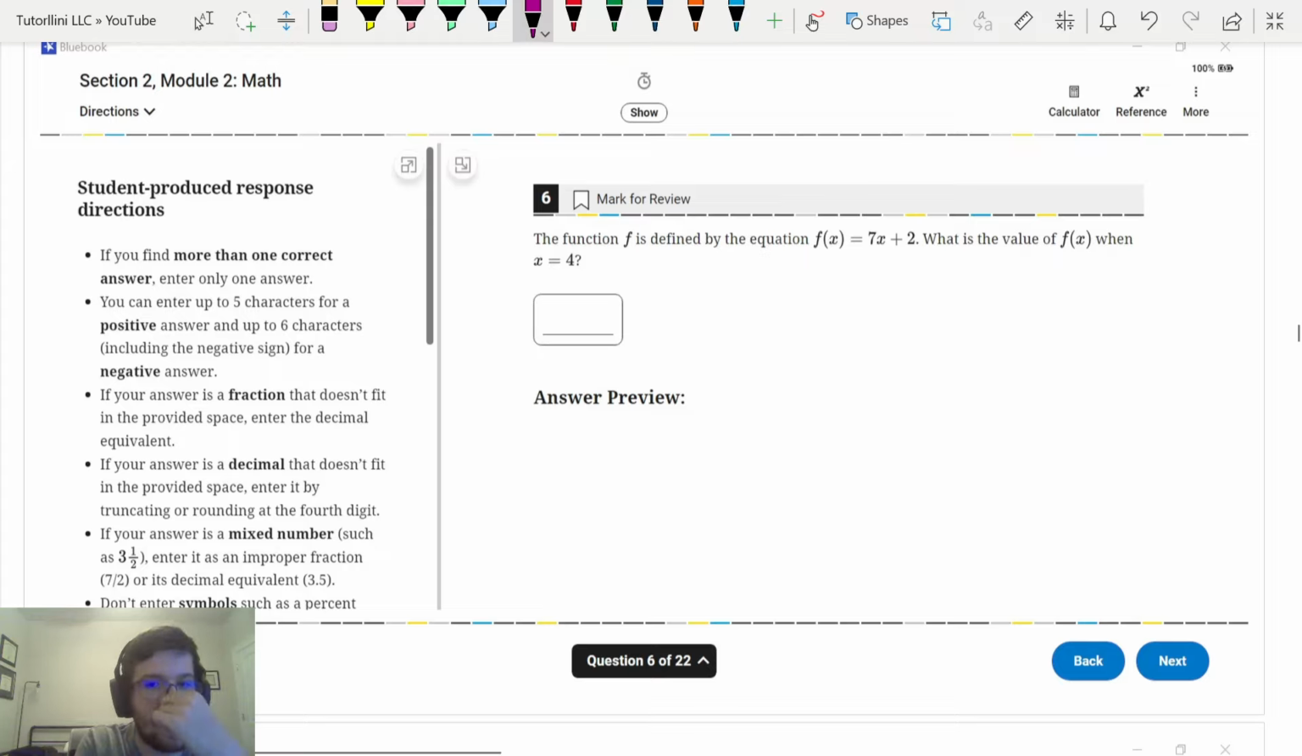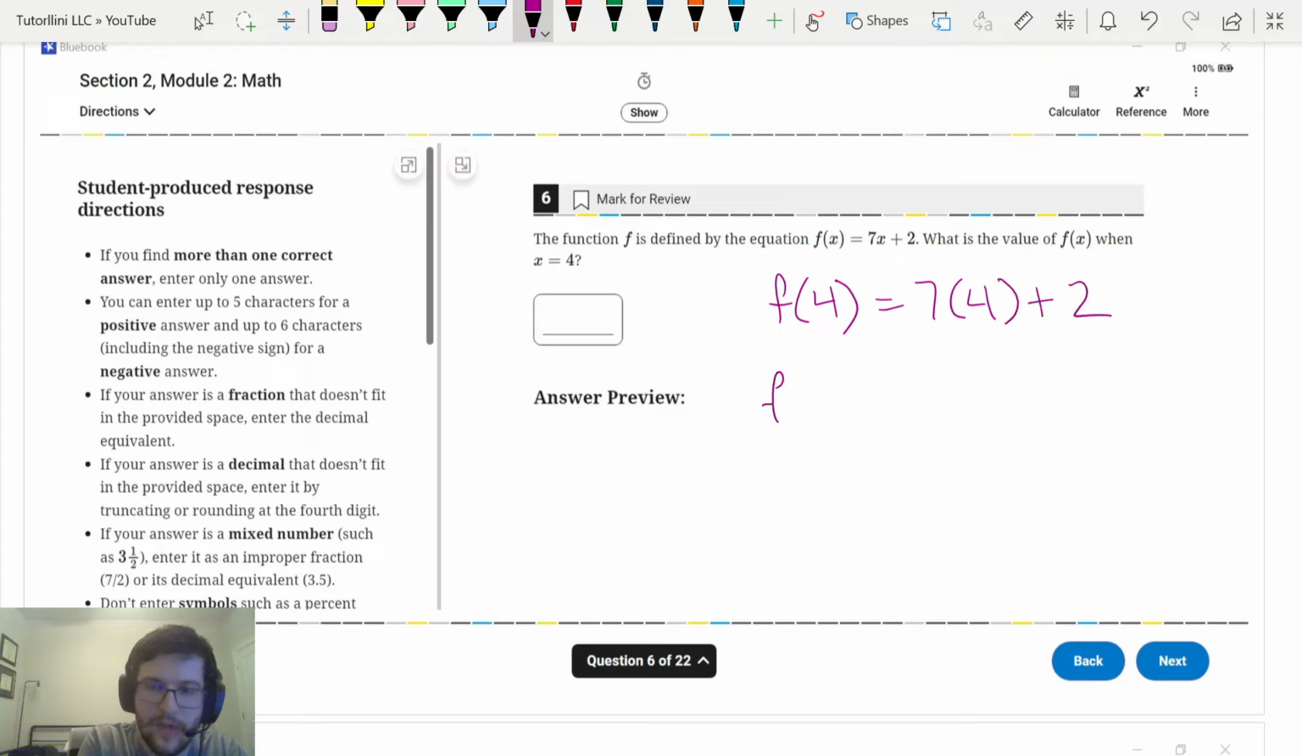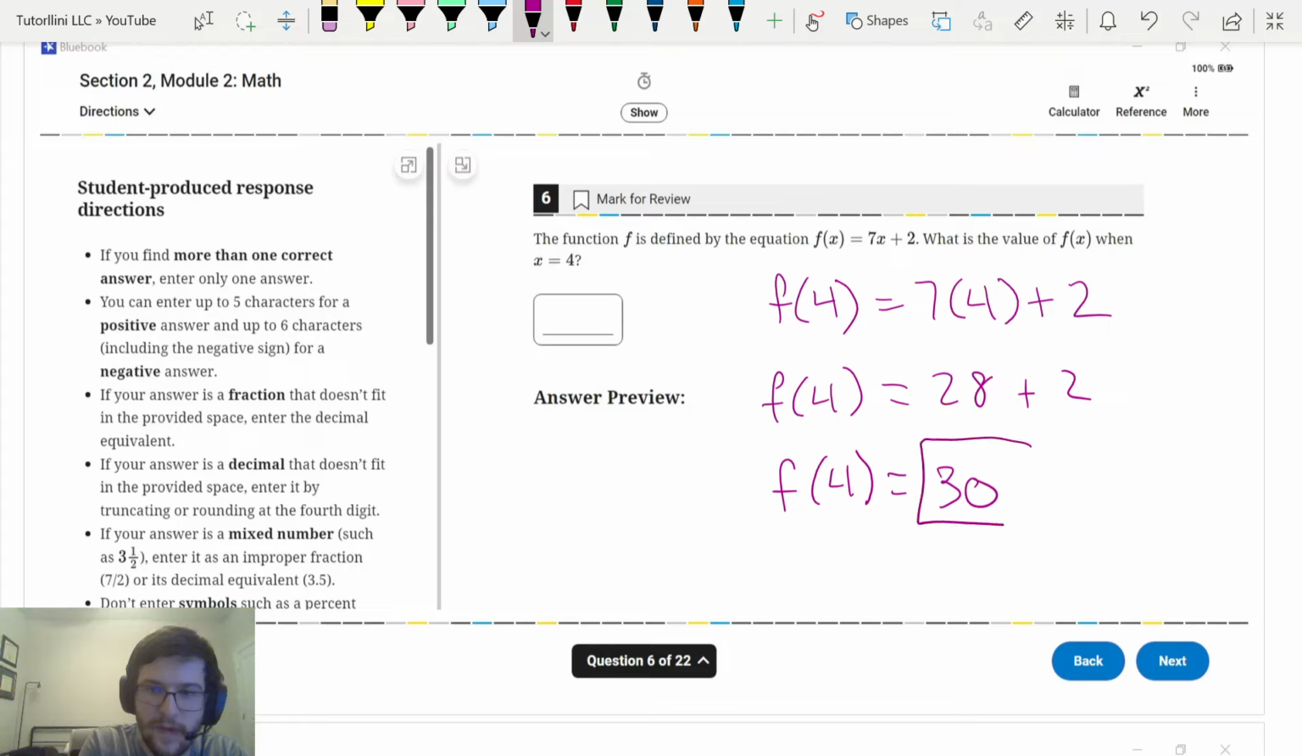So f of x equals 7x plus 2. So it says x equals 4. So we're going to set x equal to 4. So f of 4 is equal to 7 times 4 plus 2. I'm replacing all the x's with 4. So I get f of 4 equals 28 plus 2. So f of 4 equals 30. So the answer is 30.